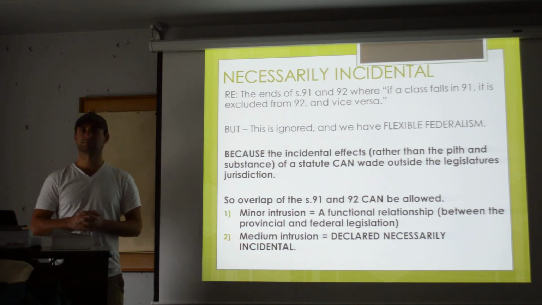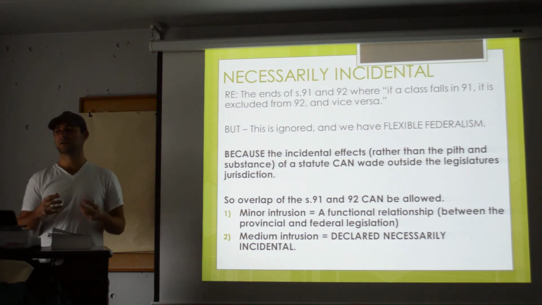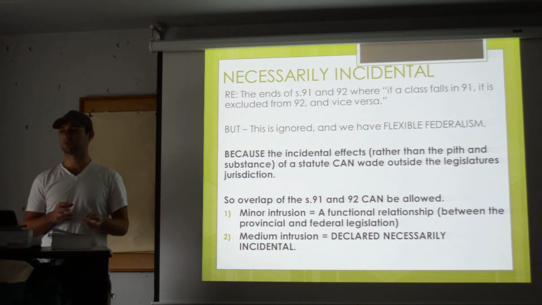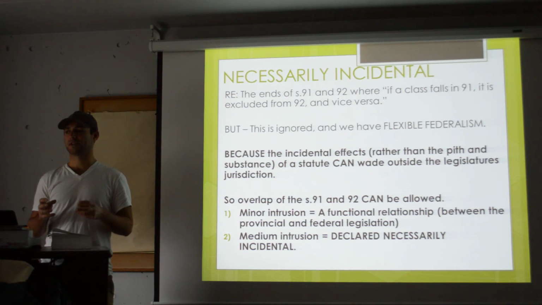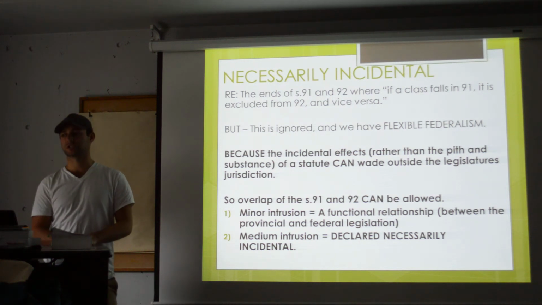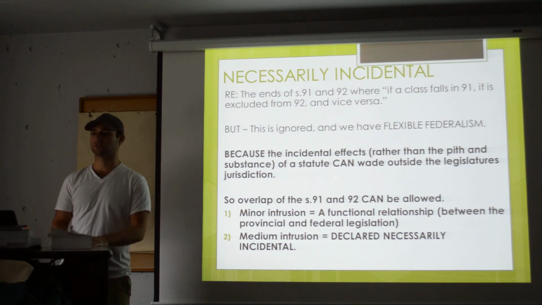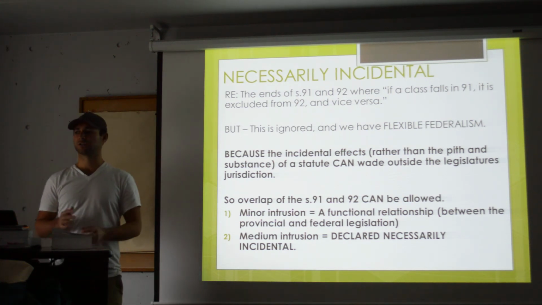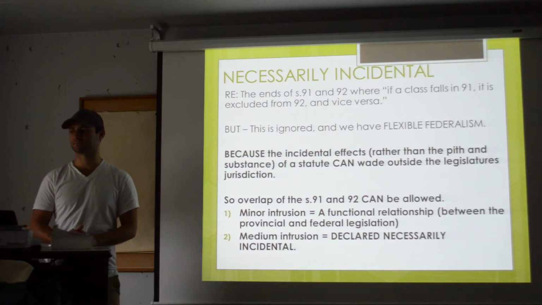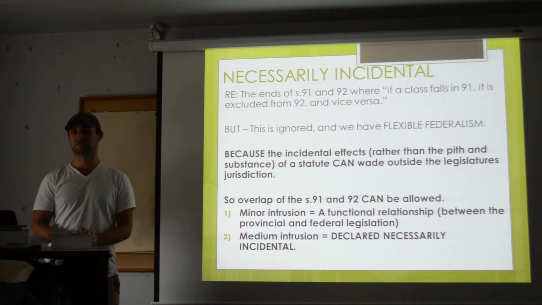Necessarily incidental. So here we have the idea here is the ends of section 92 and 91, where if a class falls in 91, it is excluded from 92 and vice versa. So if something is a provincial jurisdiction, then it is not a federal jurisdiction. If something is a federal jurisdiction, then it's not a provincial jurisdiction. And that's according to the Constitution, but this is generally ignored in favor of what's called flexible federalism.